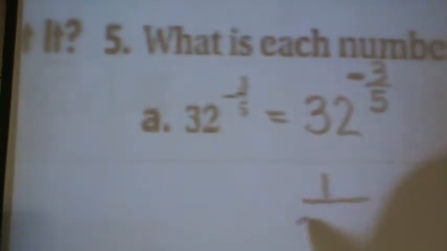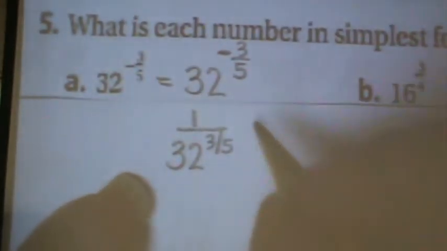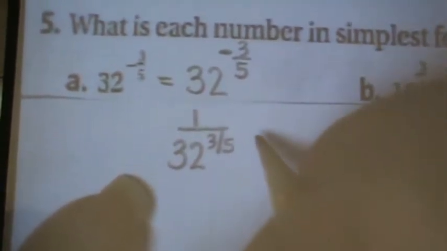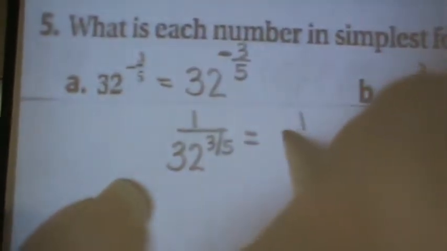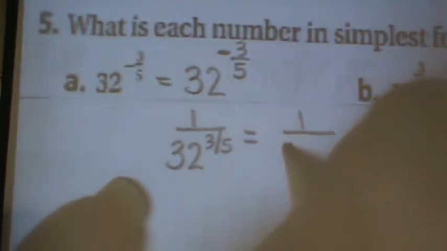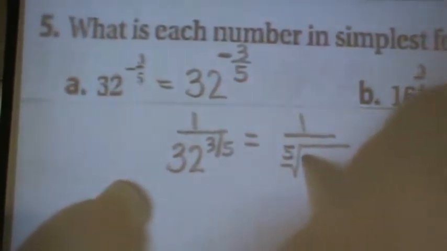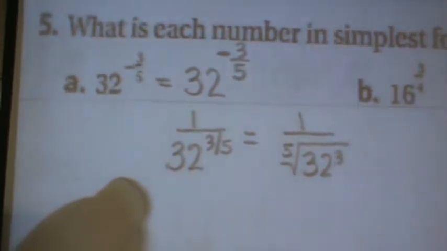So step 1 is to get rid of the negative. What does it look like turning this positive? 1 over 32 to the 3/5. Agreed? I want everyone to agree, yes or no? Yes. Now, can you rewrite it in exponential or radical form? How do you rewrite this in radical form? 5th root of 32 to the 3rd power. Yep.